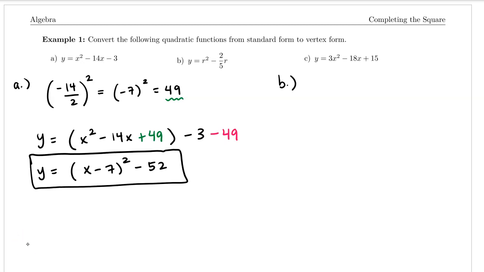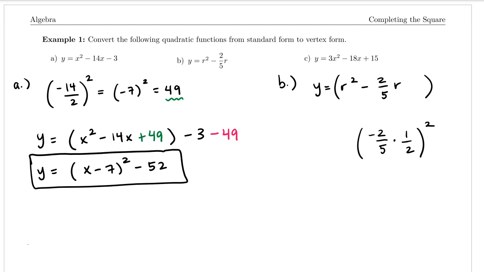For part B, we have y equals r squared minus 2/5 r. And I'm going to go ahead and put parentheses around this. And to figure out what I need to add inside of my parentheses, I'm going to take our b value, which in this case is negative 2/5. And I want to divide that by 2, which is the same thing as multiplying by 1/2. And then I want to square that.